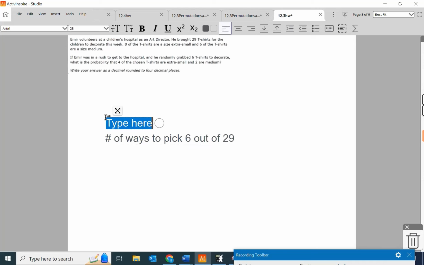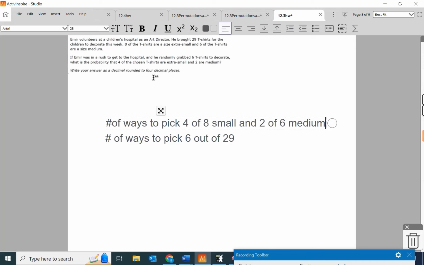The numerator is a little harder. I want to know the probability 4 are extra small. So it's going to be the number of ways to pick 4 of the 8 extra small and 2 of the 6 medium. Notice I use the word and.